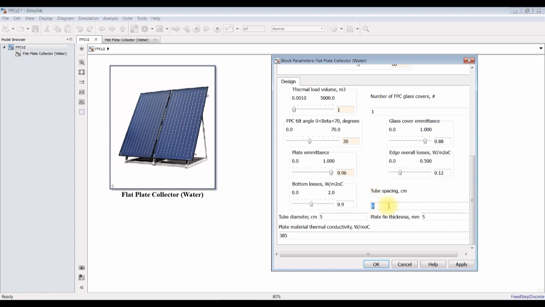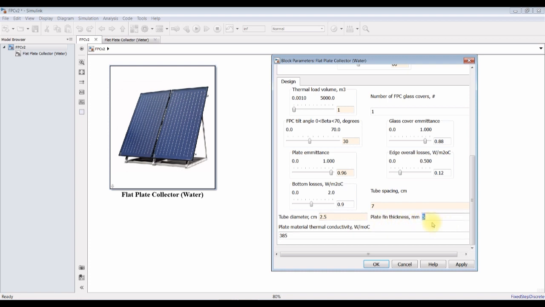Tube spacing. As we know, normally we are talking about nine tubes. You can increase the number of tubes by reducing the spacing between the tubes. Therefore, I will keep tube spacing at 7 centimeters. Tube diameter, I think 2.5 centimeters, is quite interesting.